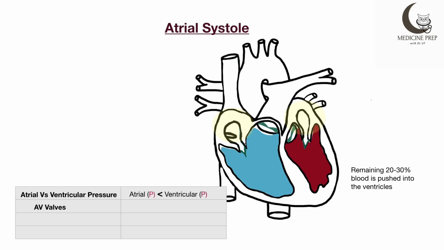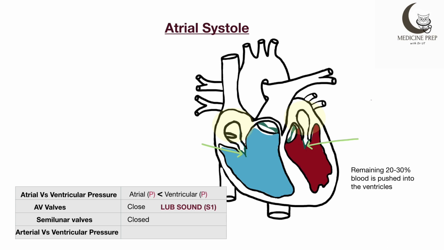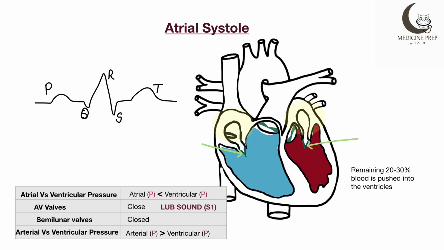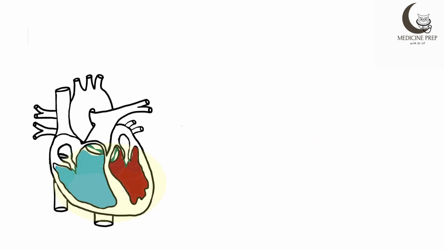And there will come a point when the ventricular pressure exceeds that of the atrial pressure, leading to closure of your AV valves with the lub sound or the S1 sound. However, still no blood is leaving the ventricles, so your semilunar valves are closed, and the arterial pressure is greater than the ventricular pressure. Now this is represented on the ECG by the P wave, which represents depolarization of the atria. Now this is followed by ventricular systole.